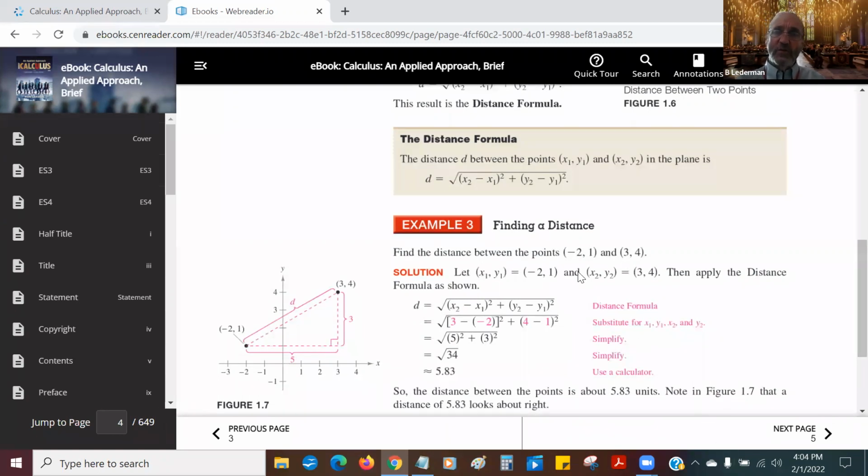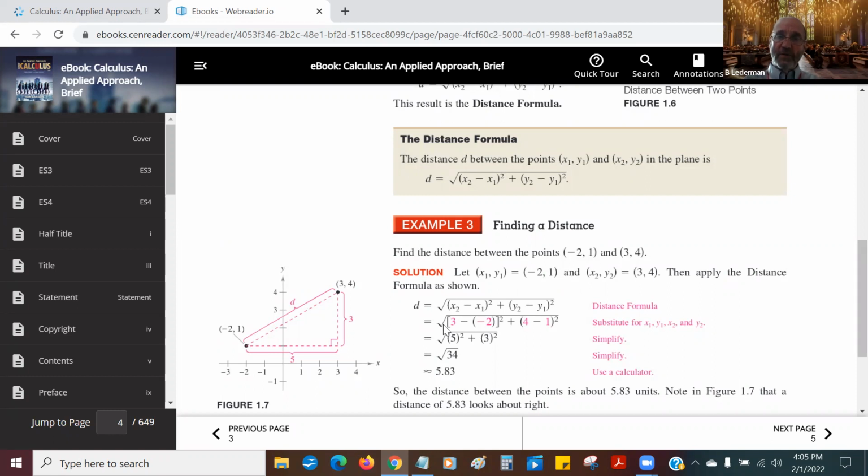Anyway, the distance between these 2 points, -2, 1 and 3, 4. Well, my first point is going to be -2, 1, so that's my x1 and my y1. 3, 4 is going to be my x2 and my y2. And now I'm going to just plug it into this distance formula. So 3 minus -2 squared plus 4 minus 1 squared, because I'm getting these numbers from right here. That's the 3 minus the -2, and that's the 4 minus the 1.